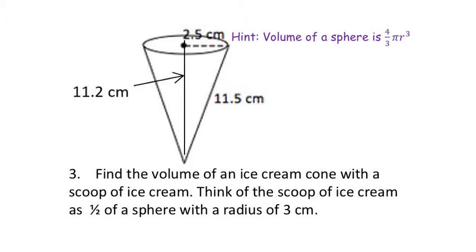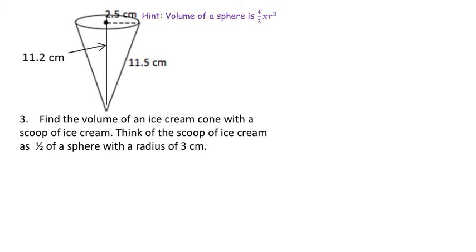But we got two different shapes. Okay, and right down here it did specify that it's half a sphere. And again, I prefer to work my way down. So I'm gonna start with a half sphere first. And this is the volume of the half sphere.